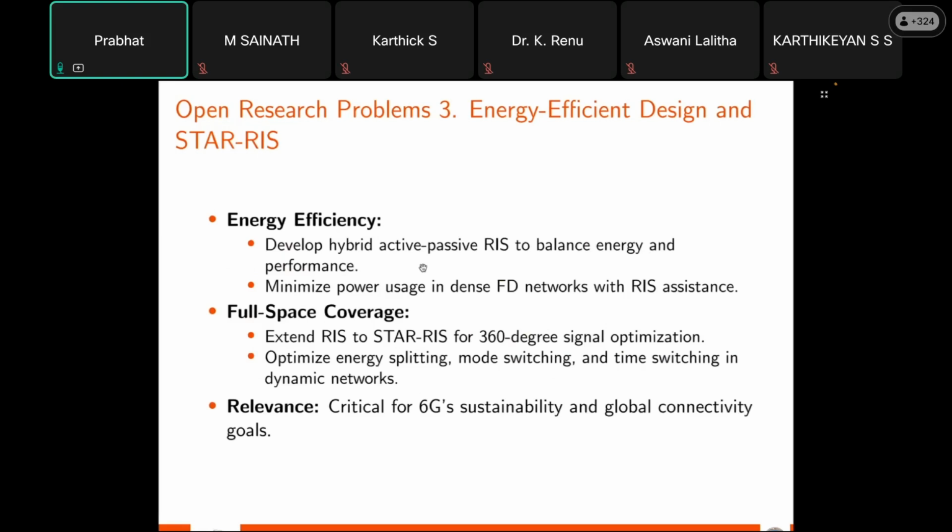The other thing is, we can have different types of RISs, for example a dual function STAR RIS, and we can go for improving energy efficiency and coverage. We can develop hybrid active passive RIS to balance energy and performance. And then we can minimize power usage in dense full duplex networks with RIS assistance. Moreover, we can also optimize energy splitting; I told you about different configurations of STAR RIS, like energy splitting, mode switching, or time switching. We can optimize among these modes in a dynamic network.